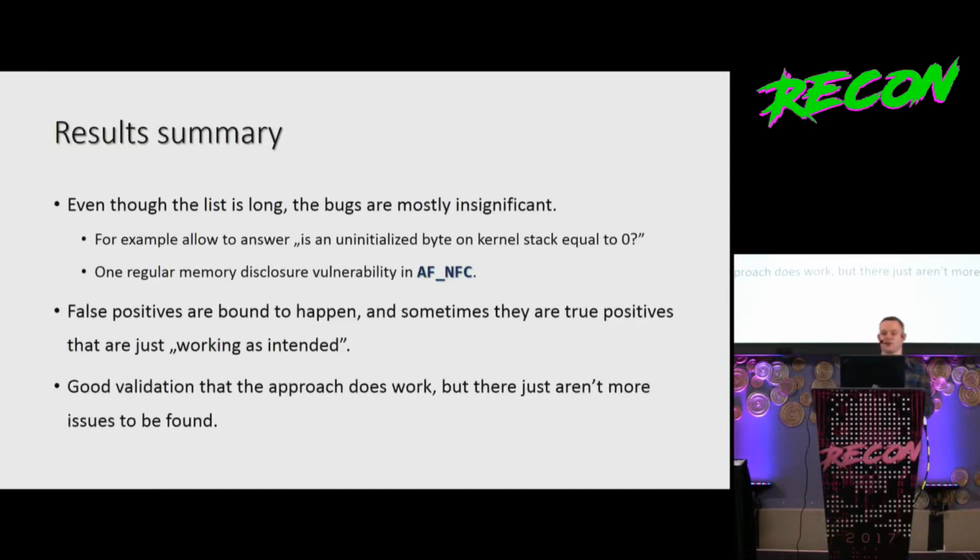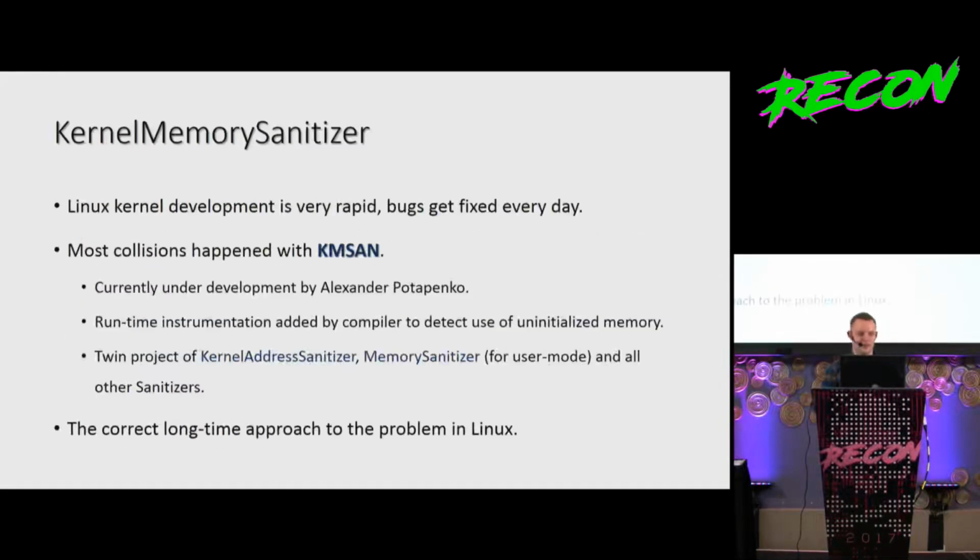Yeah, so the results are pretty okay, I would say, even though most of the bugs, for example, allow you to answer the question of whether an uninitialized byte on the kernel stack is equal to 0. So it's not that interesting from a security perspective, even though it's still a bug and it still was fixed in Linux. There are some false positives, but it's not so bad, and sometimes there are true positives that are just working as intended. For example, when an uninitialized value is just ANDed bitwise by 0, so that's just working as intended. But it was a good validation that this approach works, and you can also discover normal use of uninitialized memory in the kernel with this approach.